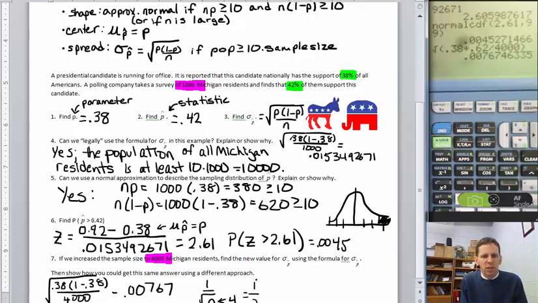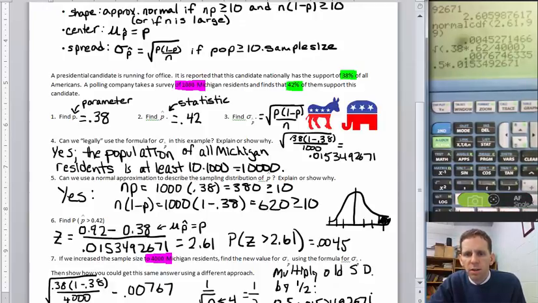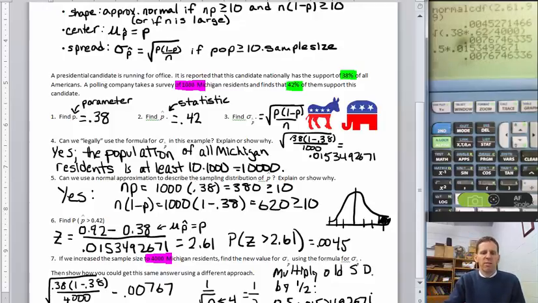How could you get the same answer using a different approach? Let's take our old standard deviation and multiply by 1/2. We're going to take half of 0.015349267, and when you do that, what you'll notice is that you get the same answer that we came up with using our other method. If you take half of 0.015349267, there's your 0.00767 number. Two ways of getting the same answer using different approaches.